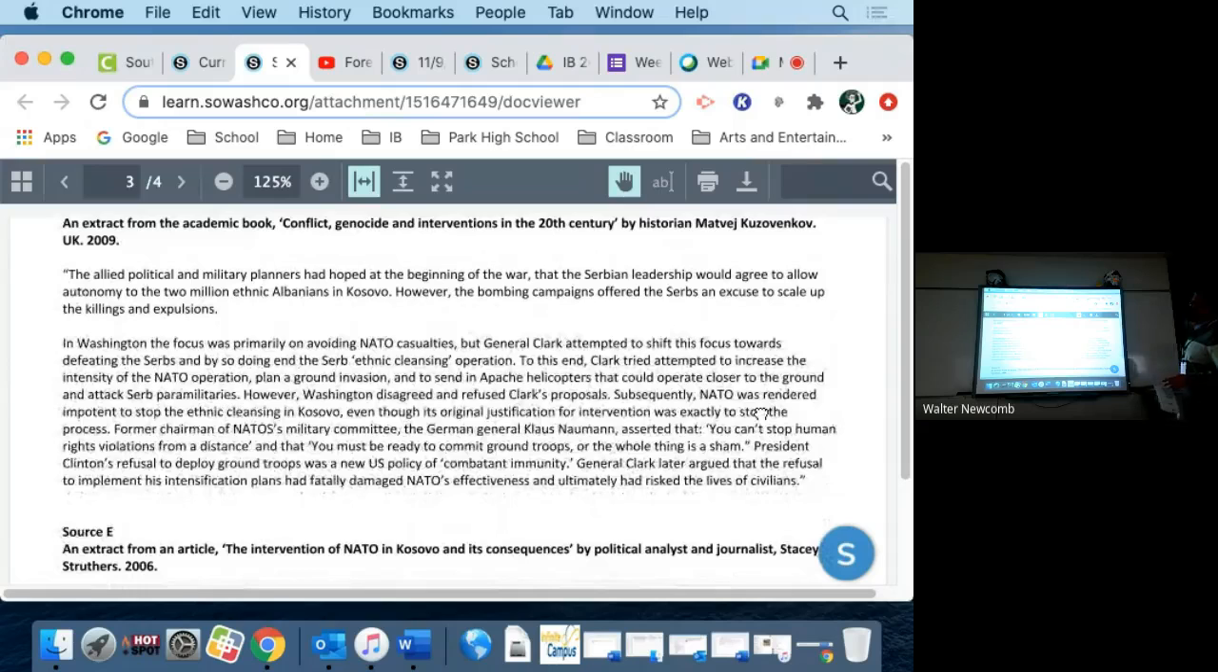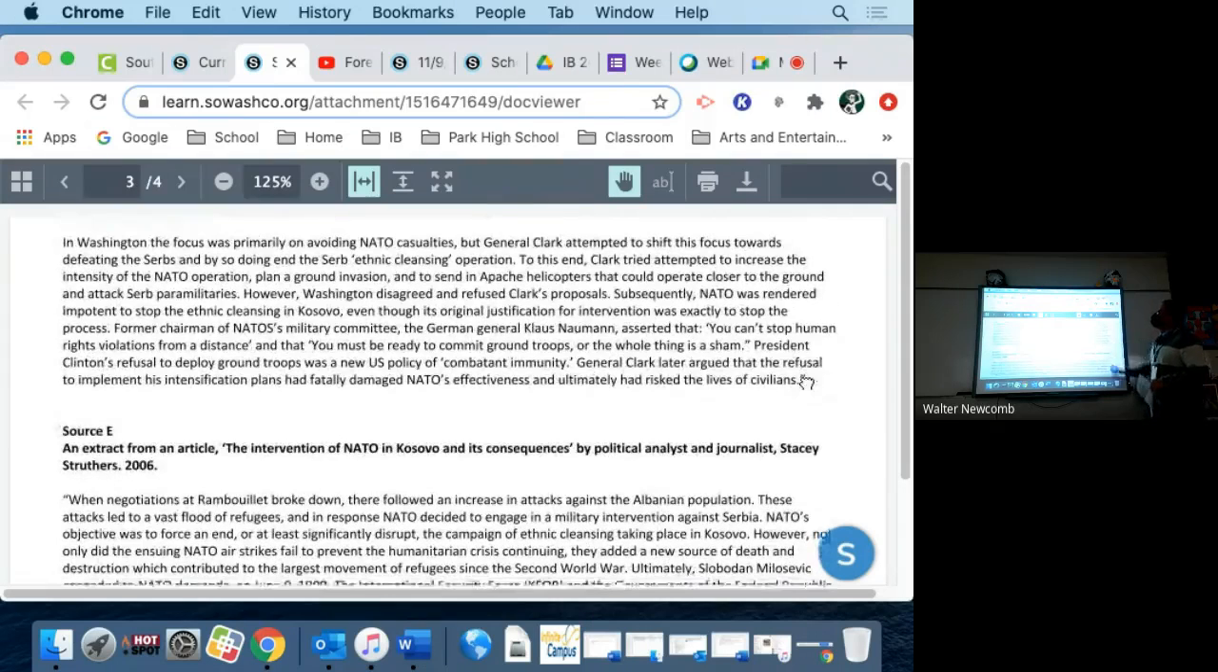So the Allied political and military planners had hoped at the beginning of the war, Serbian leadership would agree to allow autonomy to the 2 million ethnic Albanians in Kosovo. However, the bombing campaigns offered the Serbs an excuse to scale up the killings and expulsion. In Washington, the focus was primarily on avoiding NATO casualties, but General Clark attempted to shift this focus towards defeating the Serbs, and by doing so, end the Serb ethnic cleansing operation. To this end, Clark tried to increase the intensity of the NATO operation, planned a ground invasion, and proposed sending in Apache helicopters that could operate closer to the ground. However, Washington disagreed and refused Clark's proposal. Subsequently, NATO was rendered impotent to stop the ethnic cleansing in Kosovo, even though its original justification for intervention was exactly to stop the process.